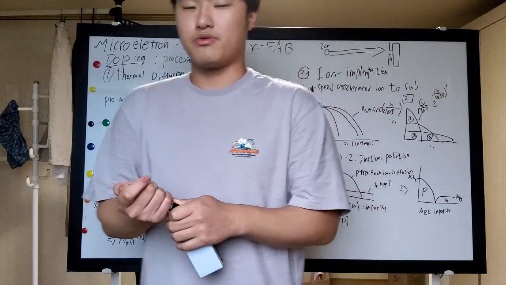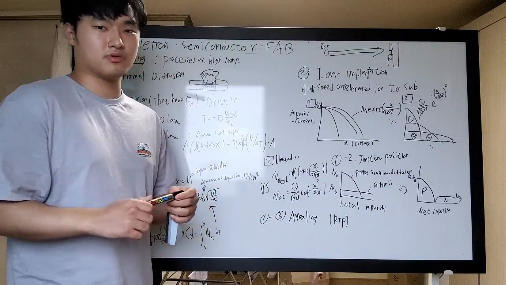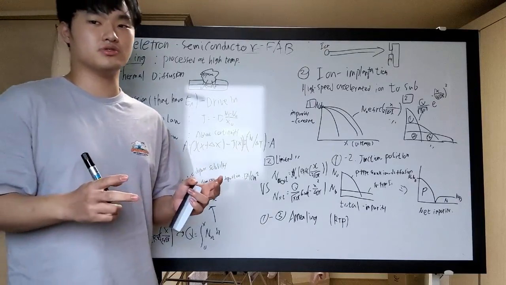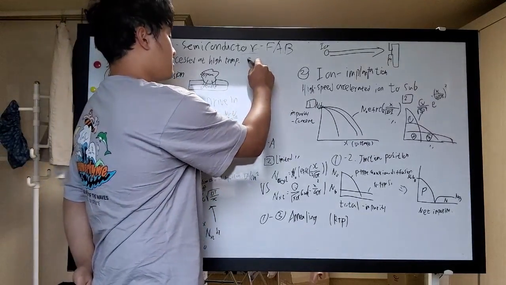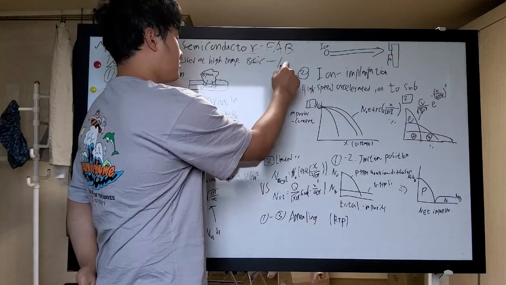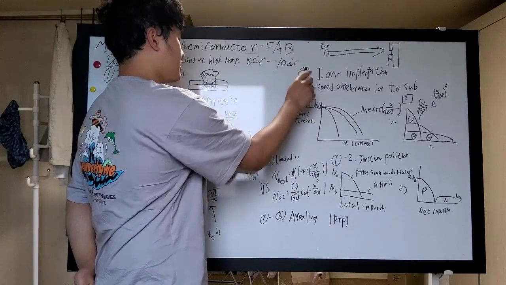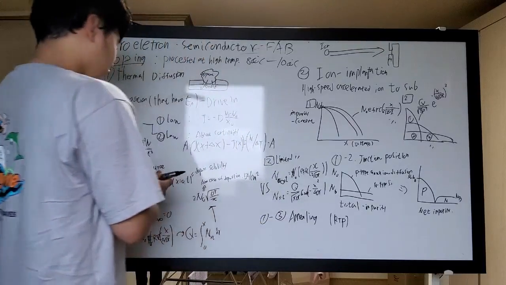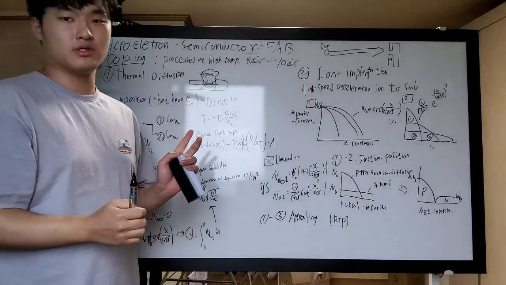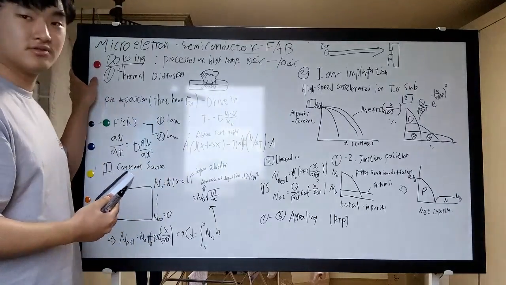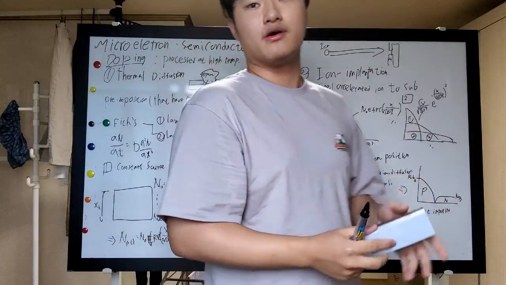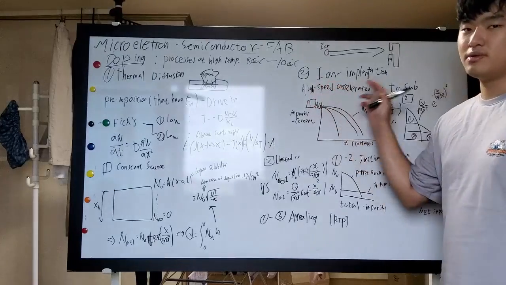Same as the previous one about oxidation, the doping process also takes a high temperature process, from 800 to 1100 degrees. And there are two types of doping. First, thermal diffusion, and secondly, ion implantation.